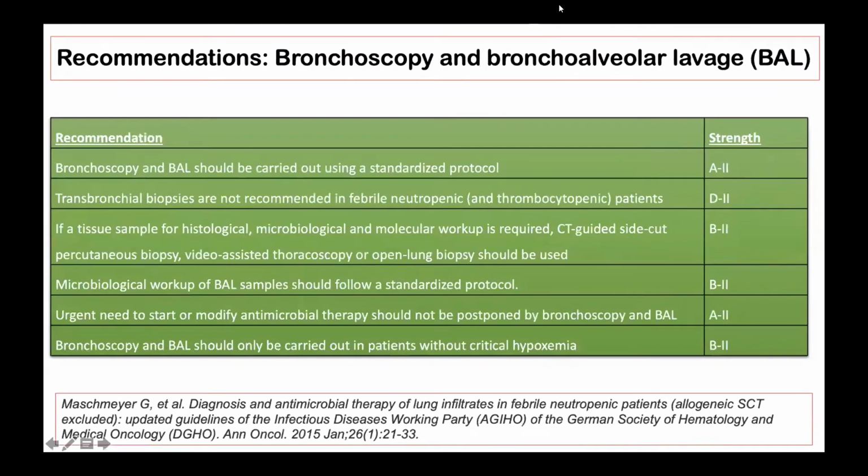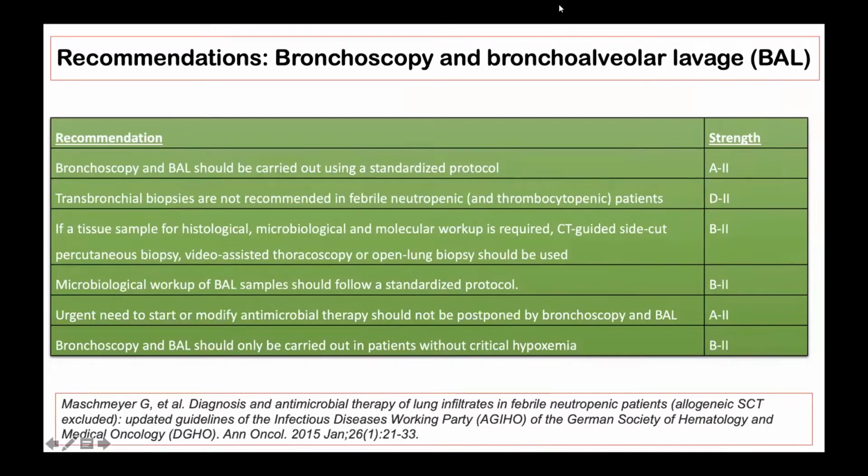What about recommendations for bronchoscopy and bronchoalveolar lavage? Bronchoscopy and BAL should be carried out using a standardized protocol. Transbronchial biopsies are usually not recommended in such children because of possible bleeding and side effects, especially with thrombocytopenia. If a tissue sample for histology is collected, then microbiologic and molecular workup is required. CT-guided percutaneous biopsy, video-assisted thoracoscopy, or open lung biopsy should be used.